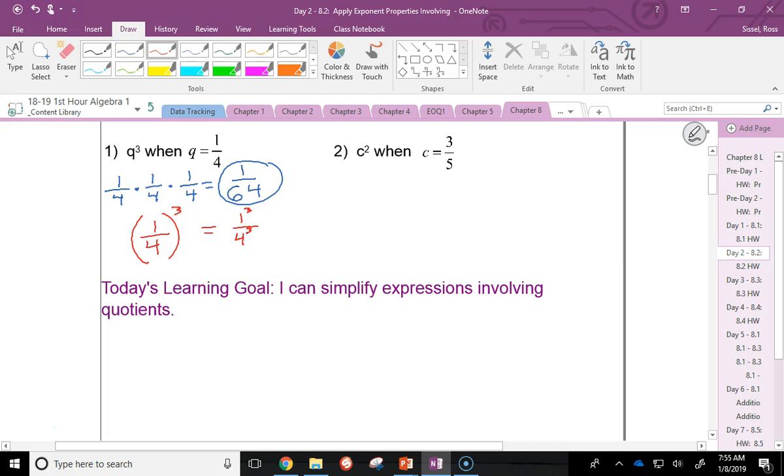So, c squared when c equals 3/5. So, Evan, what do you think you should end up getting? Maya? 9/25. You should get 9/25. You could have thought of this as 3/5 times 3/5, since I have 2 of them, which is 9/25. Or, if I had 3 squared over 5 squared, I'd get 9/25. So today our goal is that I can simplify expressions involving quotients. Kind of what we're doing here.